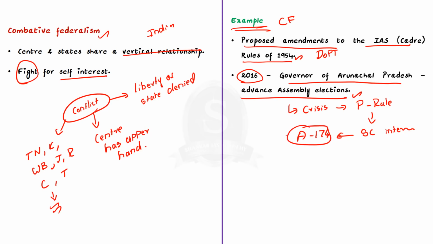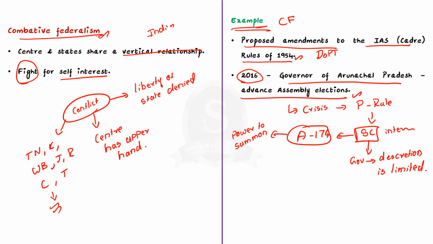Here Article 174 deals with the power of the governor to summon the house or the houses of the state legislature from time to time. Now coming back, the Supreme Court clearly said that the governor cannot summon the house, determine its legislative agenda or address the legislative assembly without consulting the chief minister or the speaker. Now by this time, I hope you have an understanding about combative federalism.